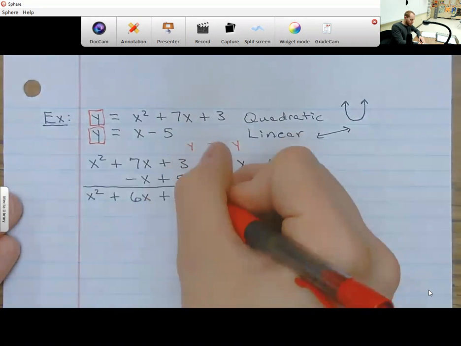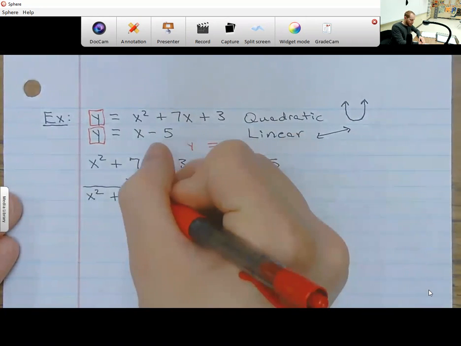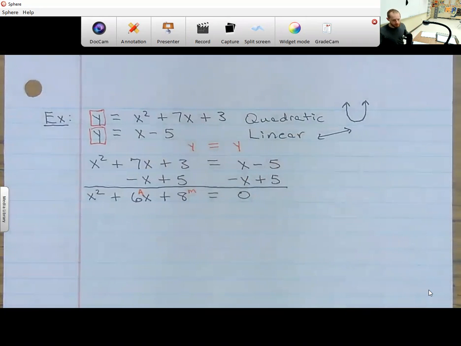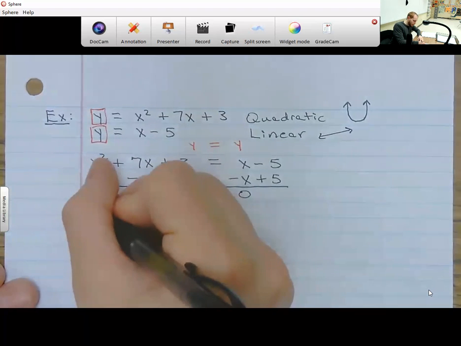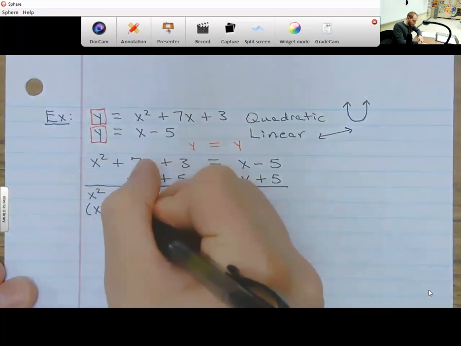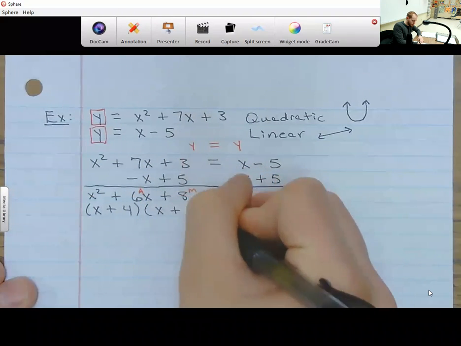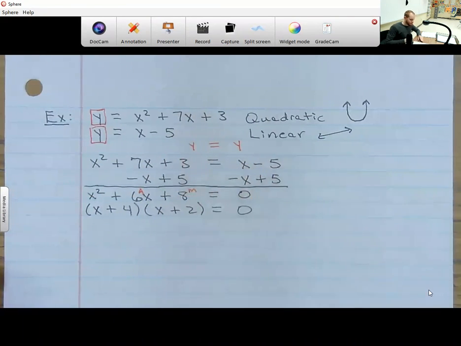I want to find two numbers that multiply to 8, but at the same time add up to 6. So I'm thinking, hey, what two numbers will multiply to 8? That's got to be 4 times 2. So I get x plus 4 and x plus 2. Okay, so I factored the left side.